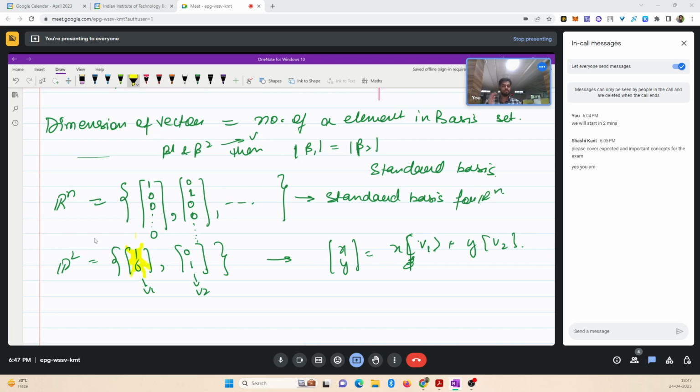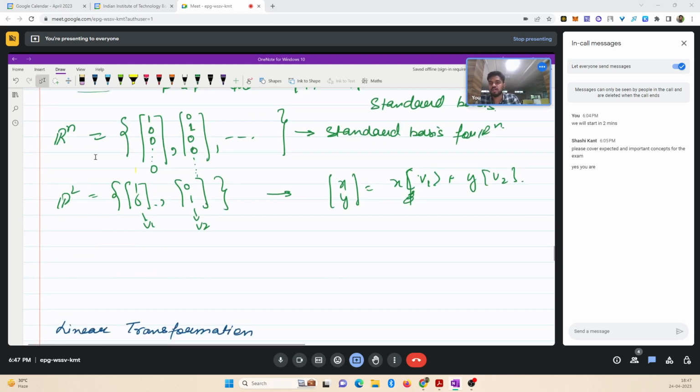And if you remove any of the elements, so let's say you removed this one, then you won't be able to generate any vector which has a non-zero entry at the first position, right? So you can't remove any element out of it. Okay, so something like this is called a basis and their associated dimension.